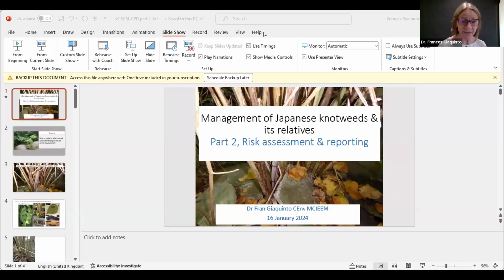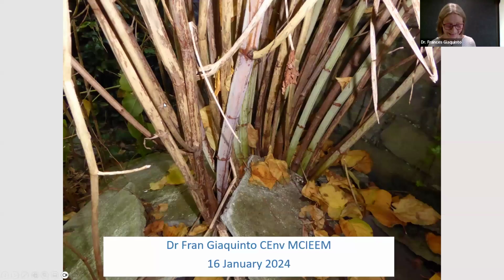First of all, one thing that I've forgotten to do in this talk is to give you links to the resources. So I'll make sure that after the talk is finished, I'll prepare something for you which gives you links to different resources that can be very useful if you need to find out anything more about Japanese knotweed or indeed other invasive species. So apologize for not including that in the talk.